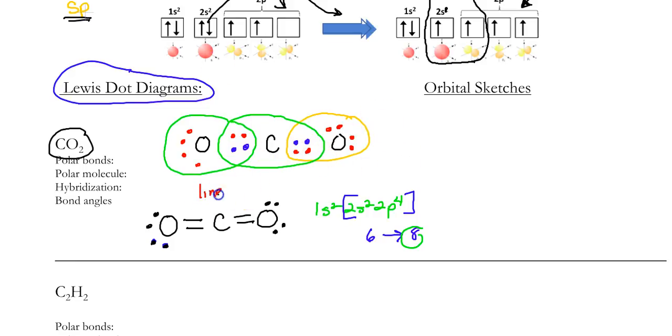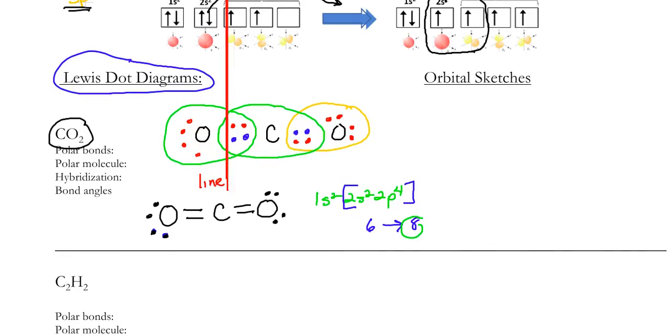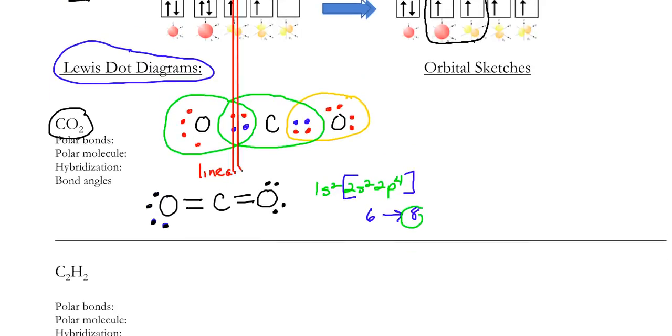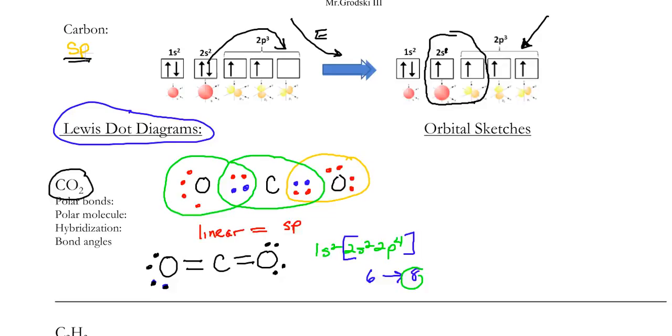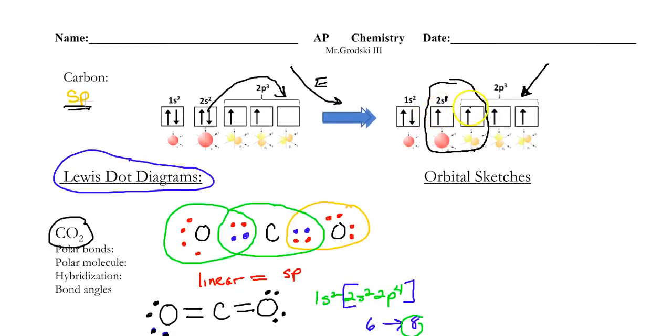And we are right. And because it's linear, the hybridization must be sp. So that tells me from the Lewis dot diagram that I'm going to take an s and a p and hybridize it. And as we've done before, an s and a p gives me two.